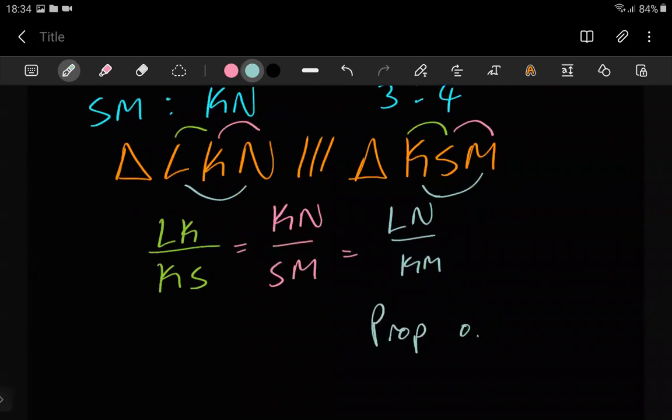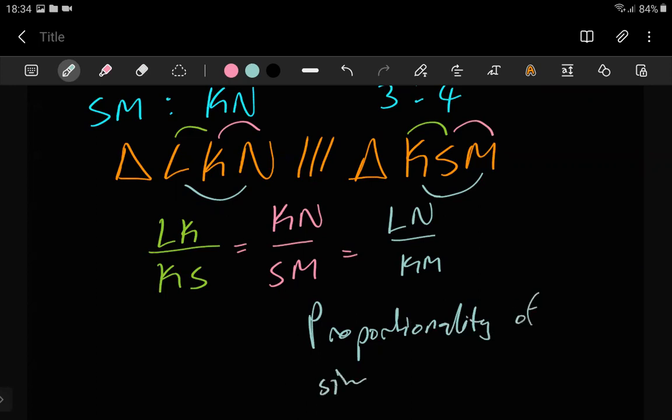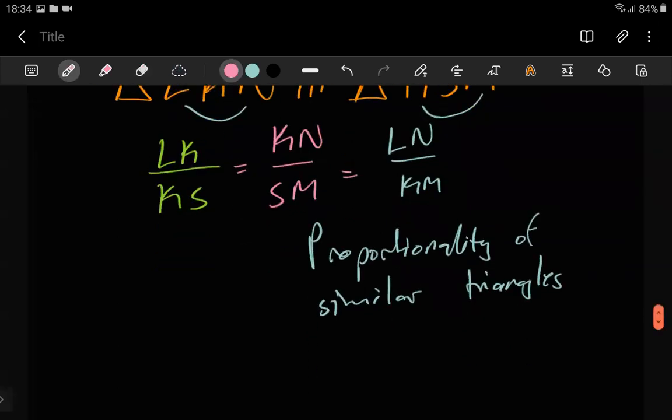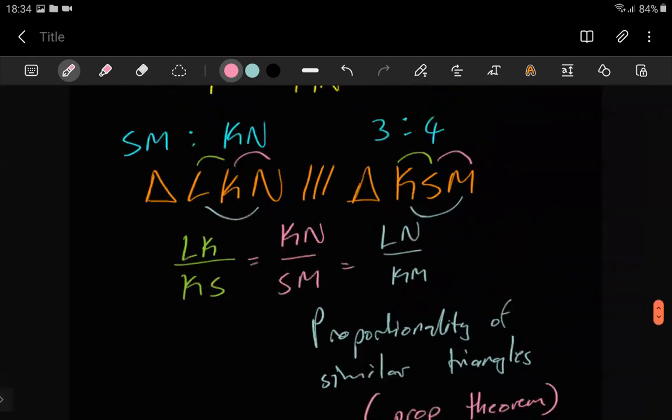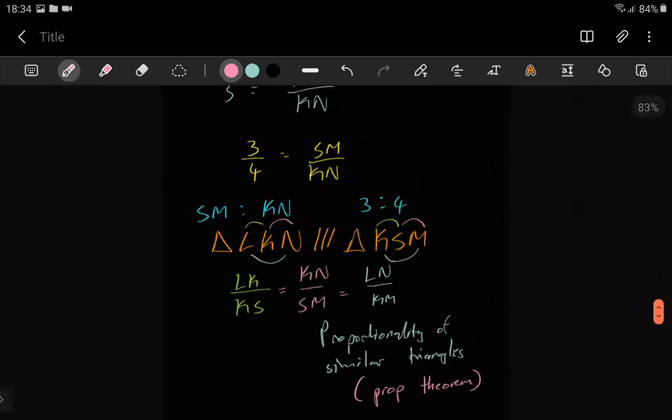proportionality of similar triangles, prop of sim. Let me just write it out in full so that it's visible. Proportionality of similar triangles. Obviously, in short, you can always just write proportionality theorem, prop theorem. Just write it like that. So you can see here we've written out three things that are definitely correct.